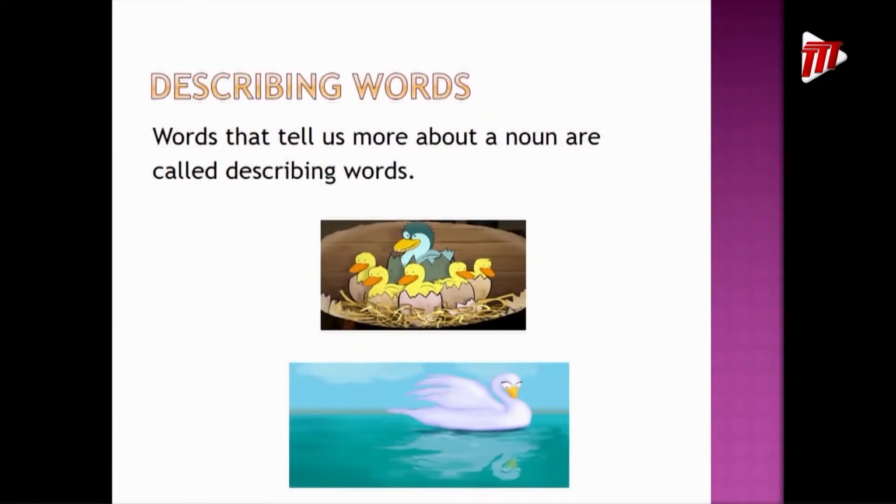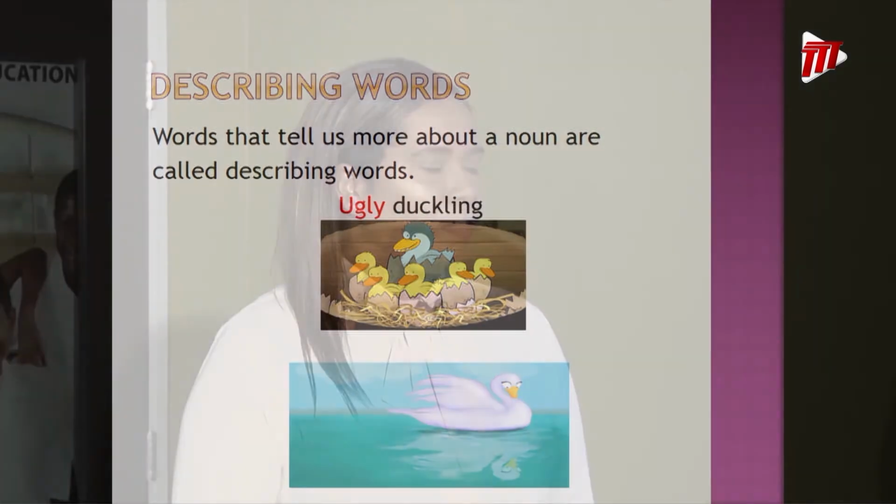Now I hope you were paying attention because we are going to talk about some words. These describing words that we heard in the story, what are describing words? They are words that tell us more about a noun and are called describing words. So in the first picture, you will see the ugly duckling and the 5 little ducklings, and the word that describes the duckling in the big eggshell is ugly. That is a describing word.